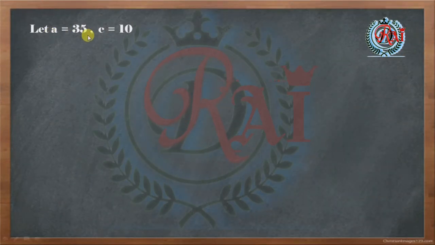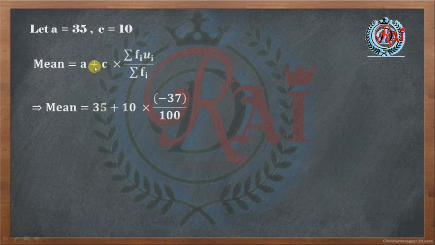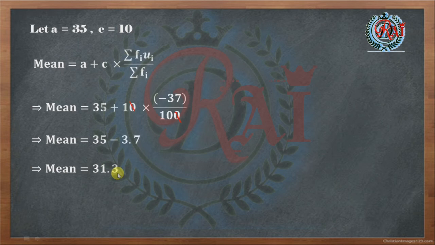So we assume A is equal to 35 and C is equal to 10. Mean is equal to A plus C into the summation of fi ui divided by the summation of fi. Mean is equal to A, 35, plus C, 10, into fi ui, minus 37, divided by 100. Here this 0 and this 0 will get cancelled. 35 plus, into minus is minus, 37 divided by 10 is 3.7. Mean is equal to 35 minus 3.7, which is equal to 31.3.